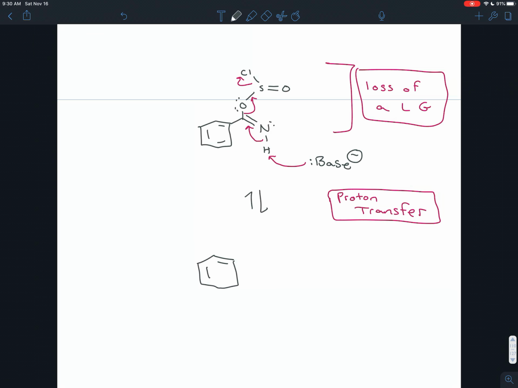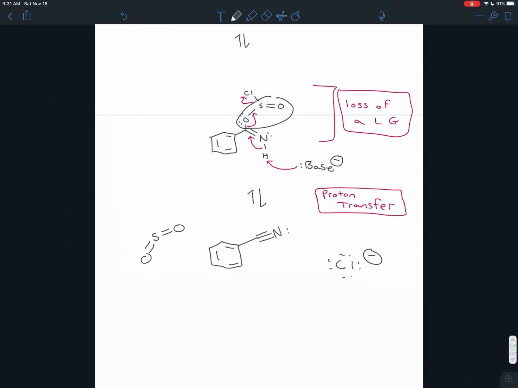So that ultimately you end up with a triple bond between that carbon and the nitrogen. And I'm drawing that as linear now, but this is the carbon and then the nitrogen. And this leaves as sulfur dioxide. That's a gas. And the other chlorine is off floating around.